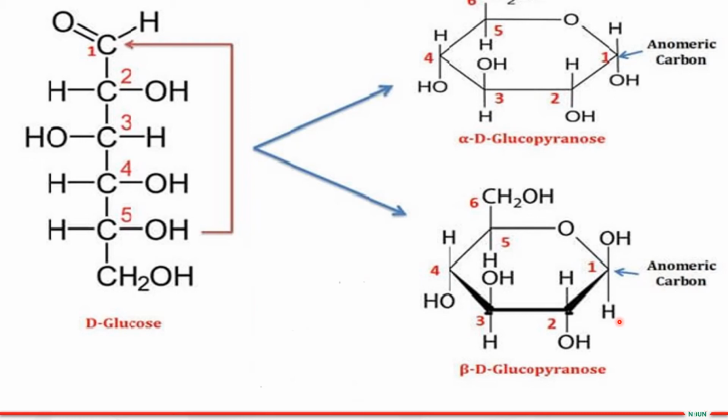Then the next thing you must note is that you must also take note of the positions of the carbon. The carbon 1 comes here, carbon 2, carbon 3, carbon 4, carbon 5, and then carbon 6. Then another thing we must note is what happens to carbon 5 and carbon 1.